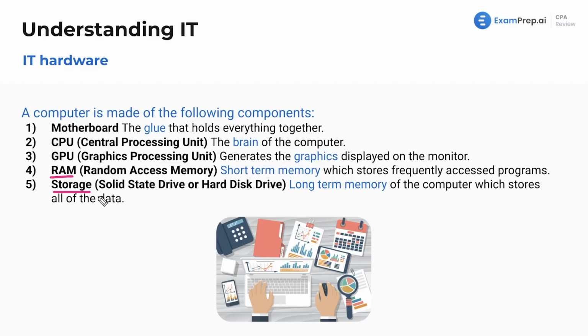Whereas your storage, this is where you store your pictures, you store your files, everything like that. It's the long-term memory of the computer, which stores all of the data. You got to know you can either have a solid-state drive or a hard disk drive. This is the older technology. This is the newer technology. There's pros and cons to everything. Solid-state drive is quicker, right?